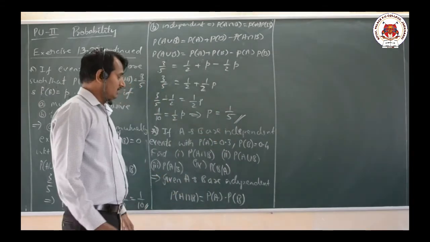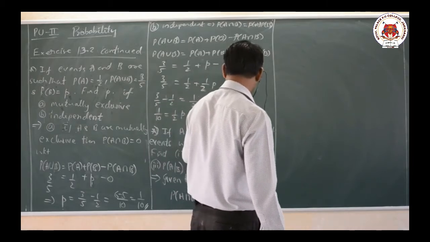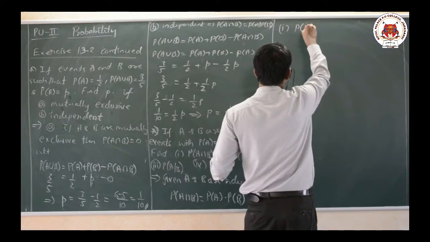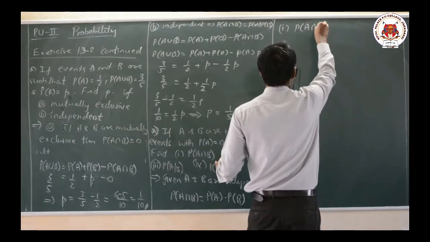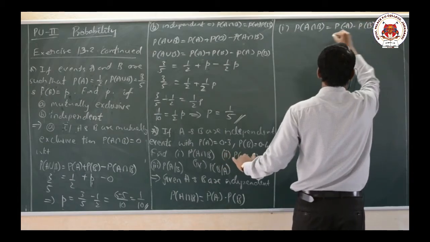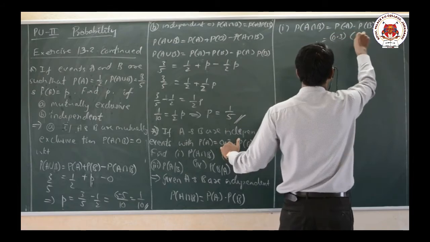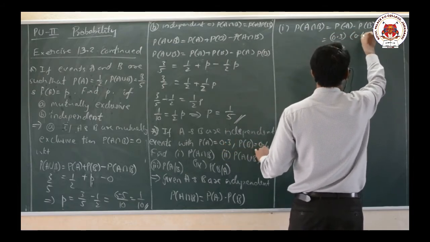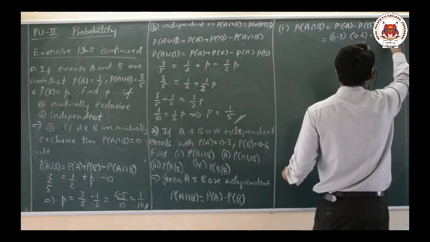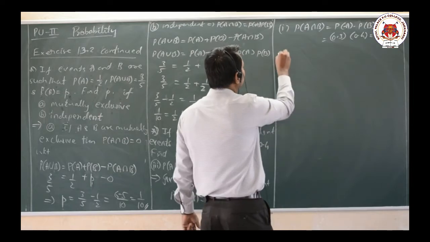Very simple. Now we shall move with the first one, and given P of A is equal to 0.3 and P of B is equal to 0.4. The first one, P of A intersection B, is nothing but P of A into P of B. P of A is 0.3, and P of B is 0.4, and 3 4s are 12, that is 0.12. That is our required result here, P of A intersection B.